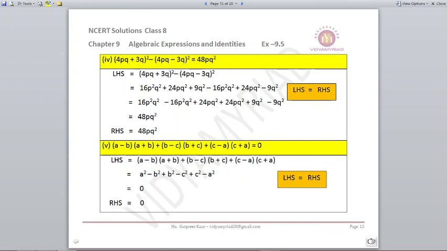Fifth part, (a minus b)(a plus b) plus (b minus c)(b plus c) plus (c minus a)(c plus a) is equal to 0. We know the formula of (a minus b)(a plus b). This applies the identity of a square minus b square. So according to this, when I solve it, I get a square minus b square plus b square minus c square plus c square minus a square. All get cancelled. I get 0 as my answer. So my left hand side is equal to right hand side.